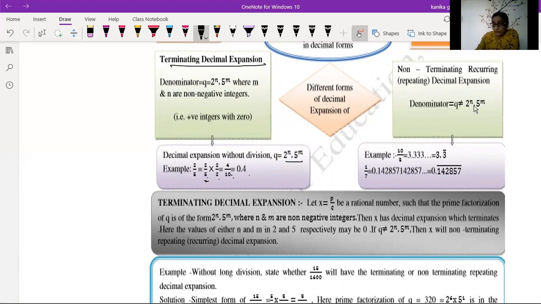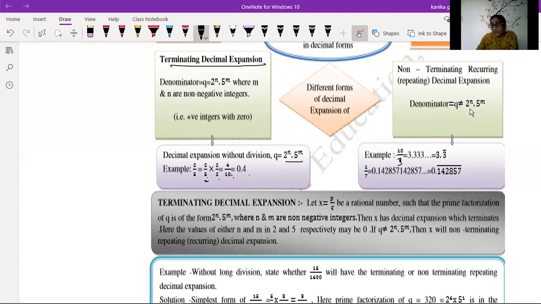Now again we are given a non-terminating number. If we take the number 10 by 3, when we divide 10 by 3, we get 3.333 and so on. This is 3.3 bar. So these numbers are non-terminating decimal expansions.